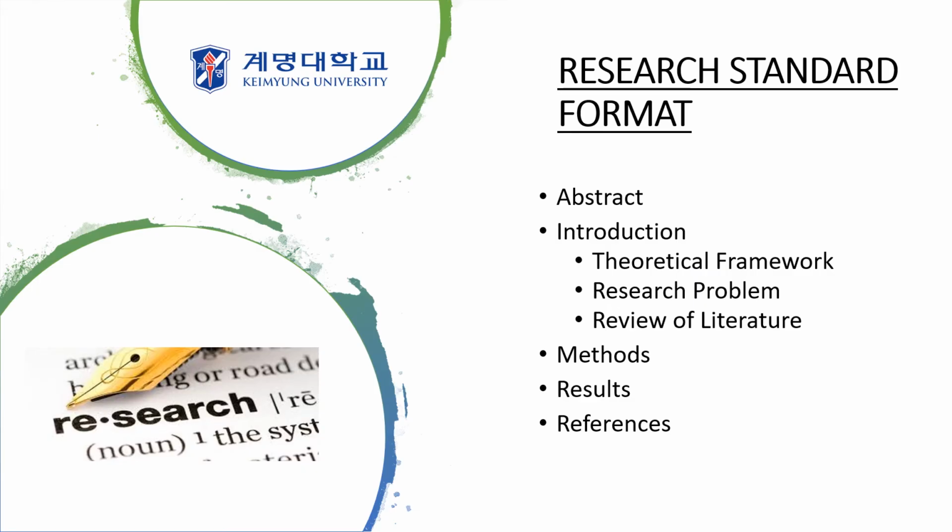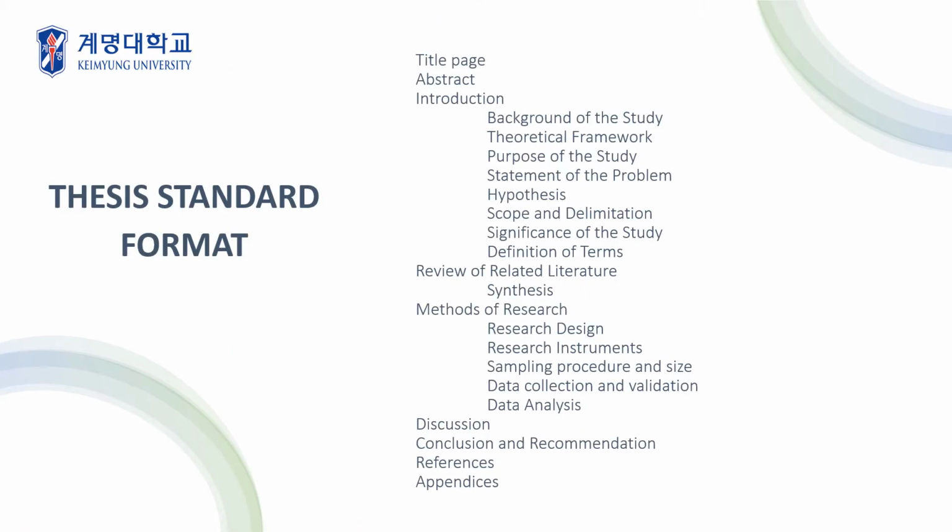So you can see here the research standard format: abstract, introduction. In the introduction, you could see the theoretical framework, research problem, and review of literature. And then followed by methods, results, and references. And we are going to use this format. For the academic standard of thesis, this is the traditional format. We have 5 chapters.